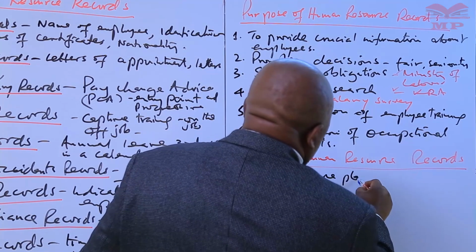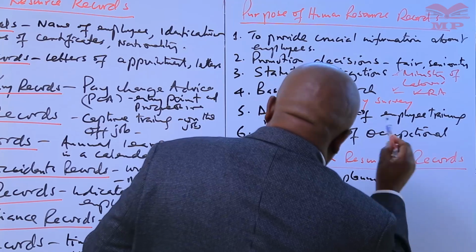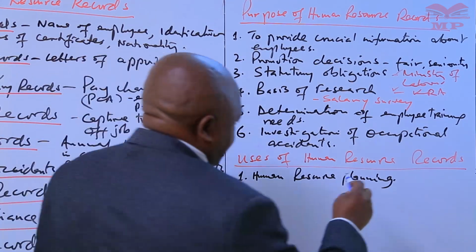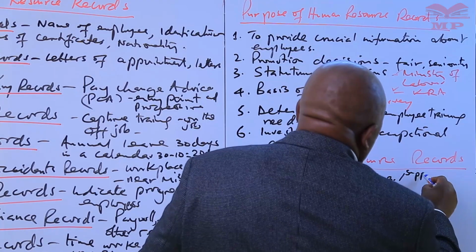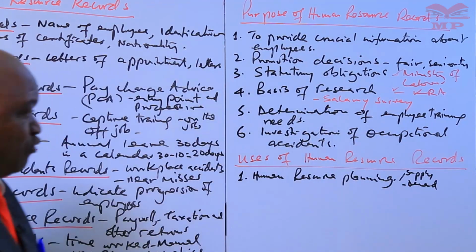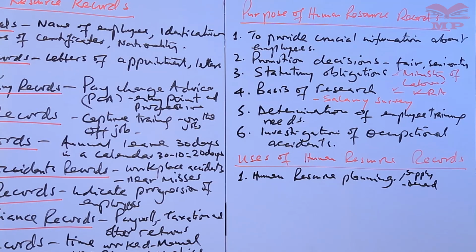Human resource planning. An organization may, for example, want to know when it comes to the supply of labor. You have supply of labor, you have demand of labor. So what is the supply like? What is the demand like? So based on these, then an organization can be able to use this information to be able to determine the number of employees that that particular organization may want.